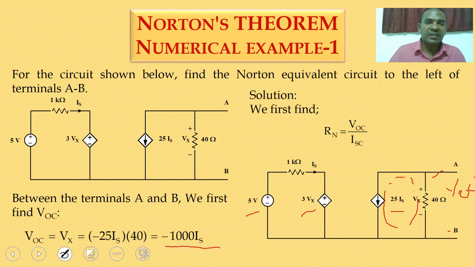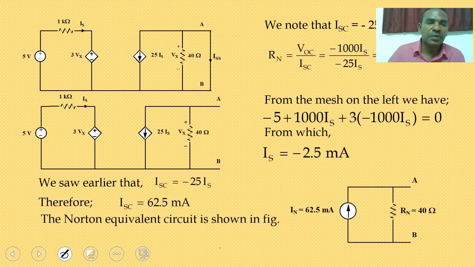For the next case, I am assuming the short circuit current. So this is the short circuit between the terminals. So 3 branches are connected in parallel.